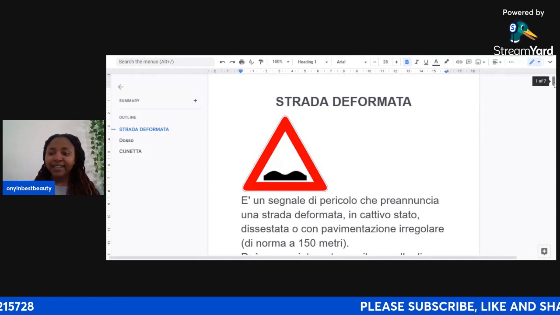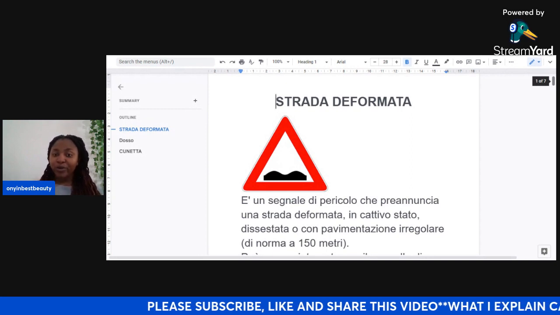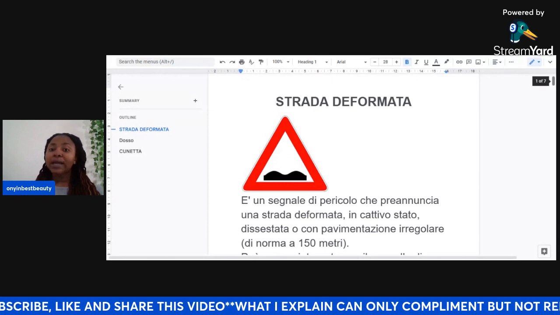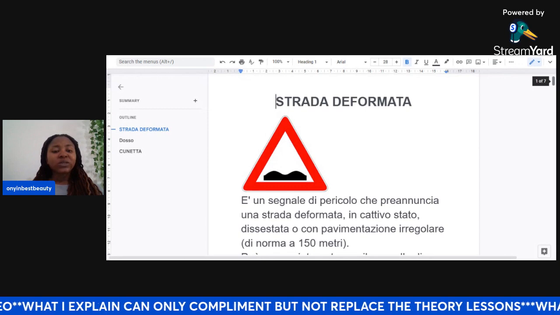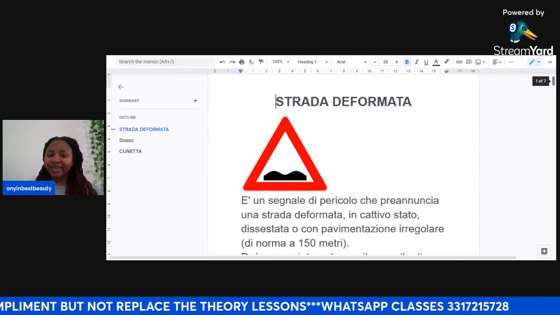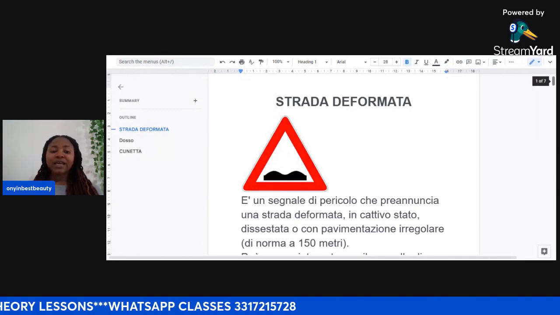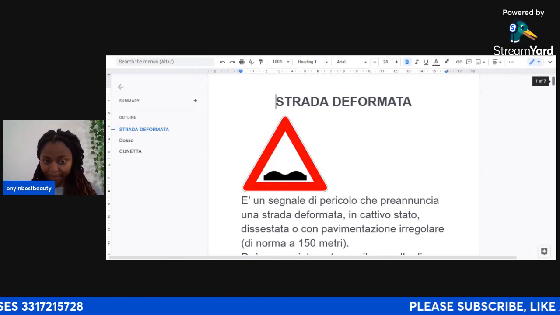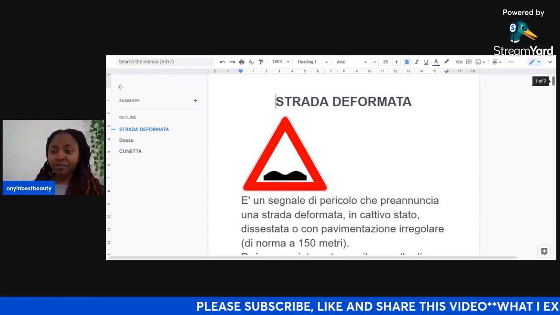So this is strada deformata, Segnale di Pericolo. Remember, we are dealing with Segnale di Pericolo. We are in chapter 2 of this particular lesson. I would advise you to know these signs by their shape, by their background color, and most importantly by their name. So let's get started. Segnale strada deformata.